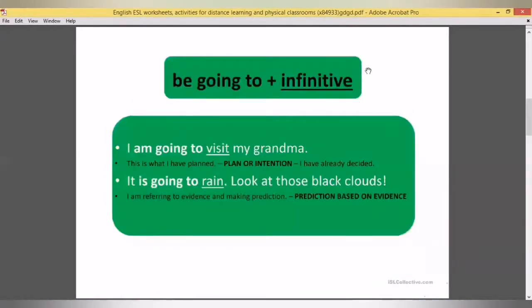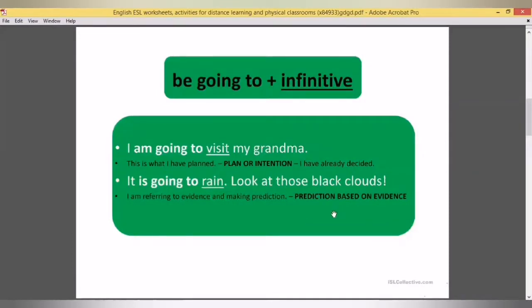Now, concerning the be going to, it is used, as we said, when you have a plan or a previous intention to do something, like I'm going to visit my grandma, or when you have a prediction based on evidence, like it is going to rain, look at those black clouds. I think that it's so clear now.